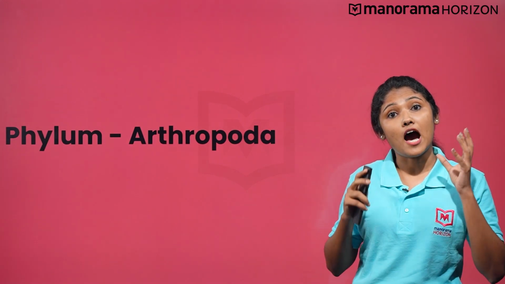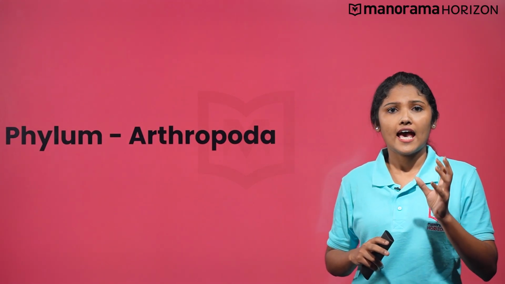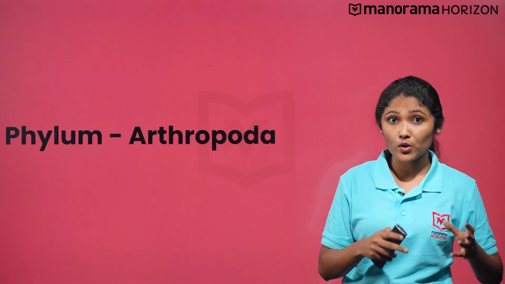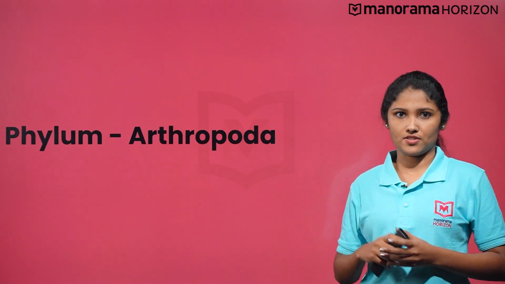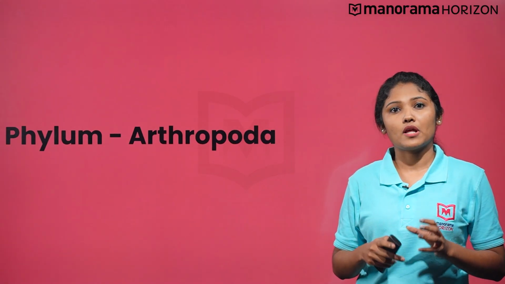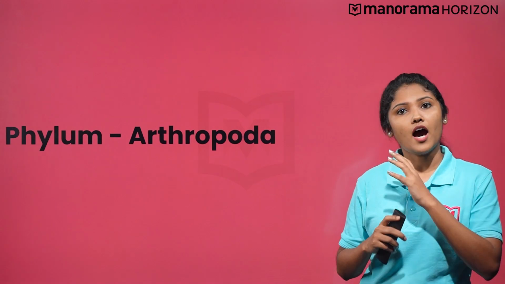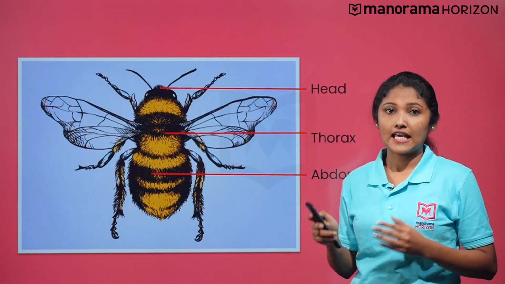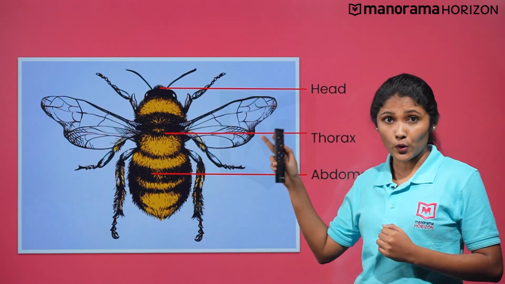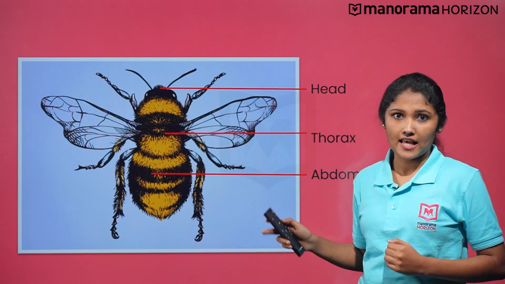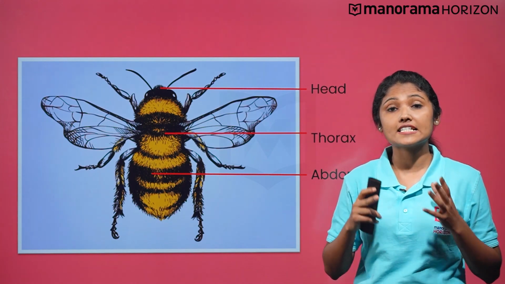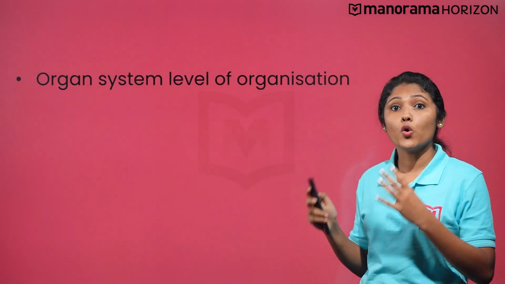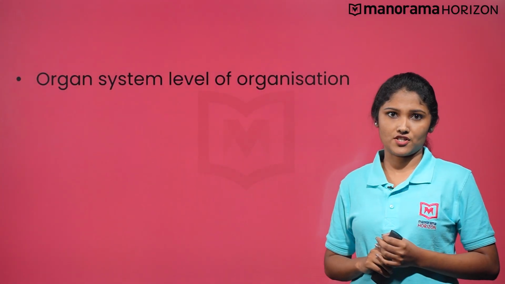Here the term arthros means joint and poda means appendages. So arthropods are organisms with paired appendages. Let us find out the common features of the phylum Arthropoda. When you are observing the body of arthropods, it contains a head, thorax and abdominal region, and it is covered by a chitinous exoskeleton. Members of this phylum show organ system level of organization.